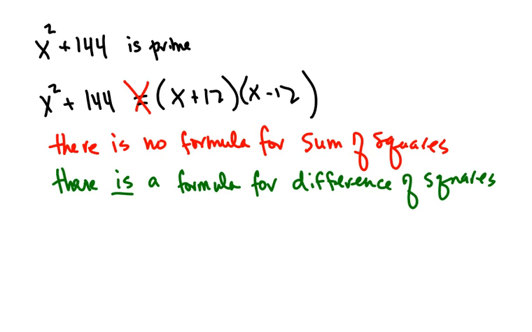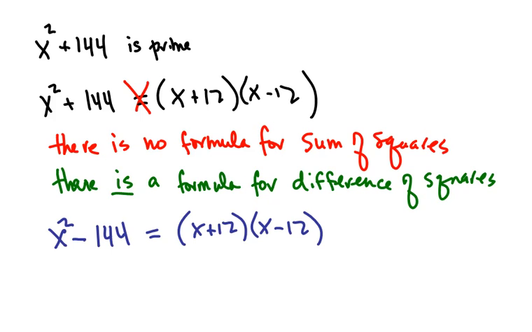But there is a formula for a difference of squares. The difference of squares would have been x plus 12, x minus 12. So if it had said x squared minus 144 is equal to x plus 12 times x minus 12, that would have been correct. And that is not prime, but x squared plus 144 is prime. Okay, so that's the answer to the first question. You can pause and rewind this video if you need to. I'll go on to the second question now.